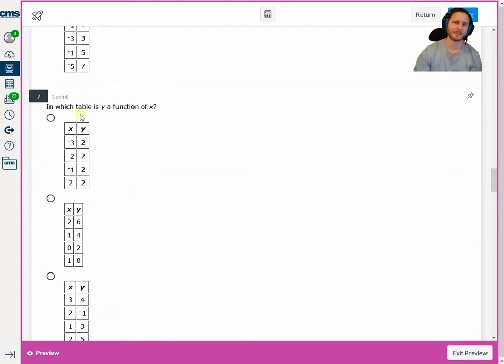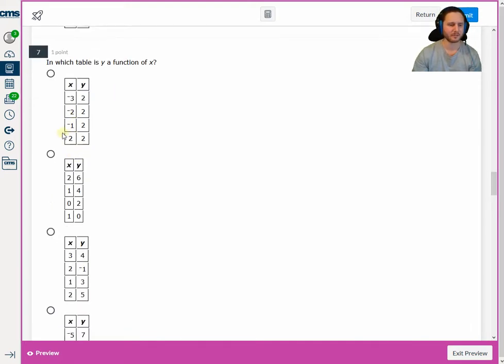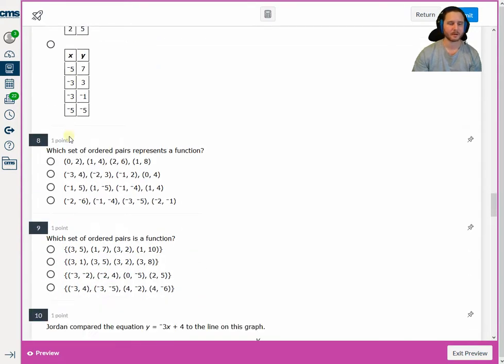For number 7, in which table is y a function of x? Same phrasing as the last problem. Let's see. I don't see x repeating in this already. -3, -2, -1, 2. No repeating. So that works.